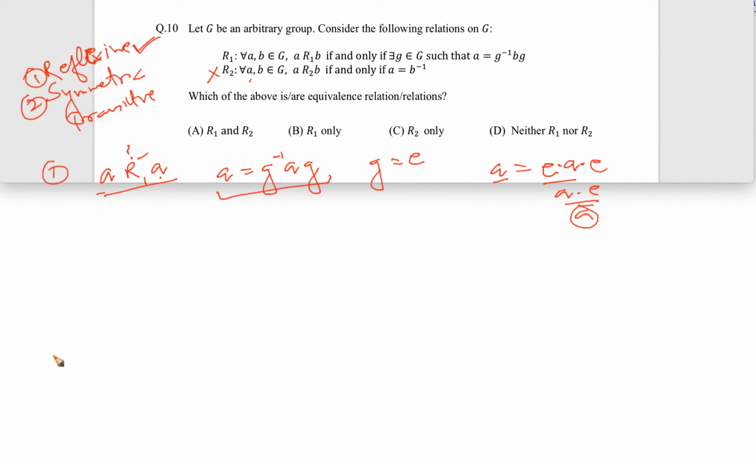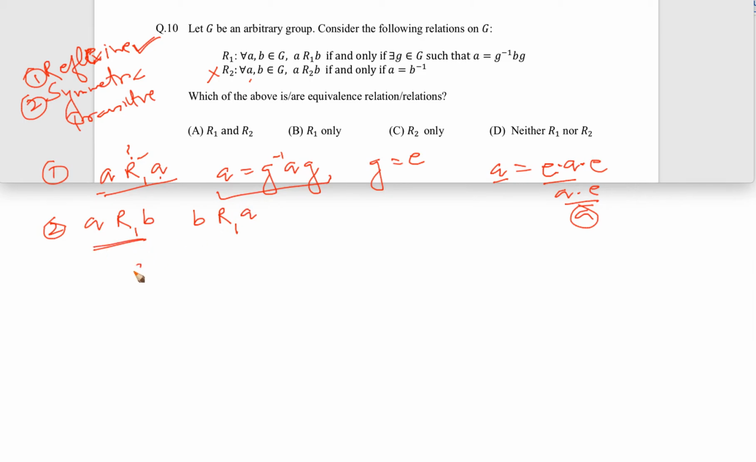Let's come back to symmetric. If A is in relation with B, can we say that B is also in the same relation R1 with A? Can I say that? That is symmetric. Okay, so this thing is given.